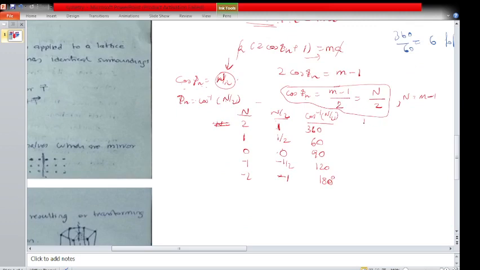From this, you have to calculate the n-fold symmetry, and for n-fold symmetry, n is 360 divided by the angle. 360 by n is the angle, and if you want to calculate n, then n will be 360 by that angle. If you calculate that for this case, then 360 by 360 is 1, 360 by 60 is 6, 360 by 90 is 4, 360 by 120 is, oh sorry, 3, and 360 by 180 is 2. So this is what you will get. You cannot observe 5 here. 5 will not be available. So 5-fold axis symmetry is not possible.